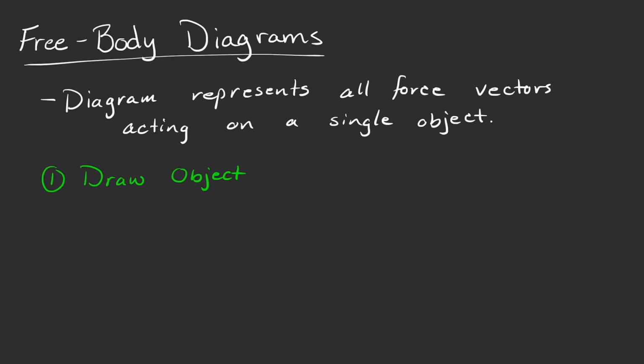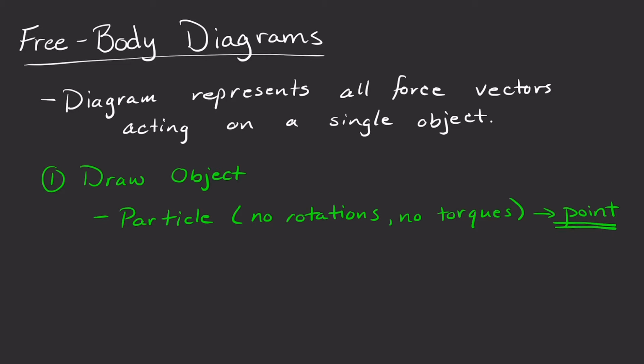Okay. So there are two cases. If you're just starting out in a physics class, you're going to represent everything as a particle. Okay, so this means there's going to be no rotations. You're not going to worry about anything like that. There's going to be no torques. So if you don't know what a torque is, that's fine. You'll worry about that later.